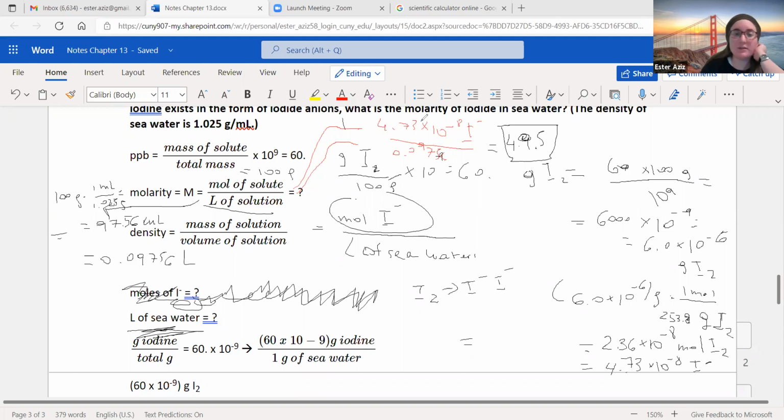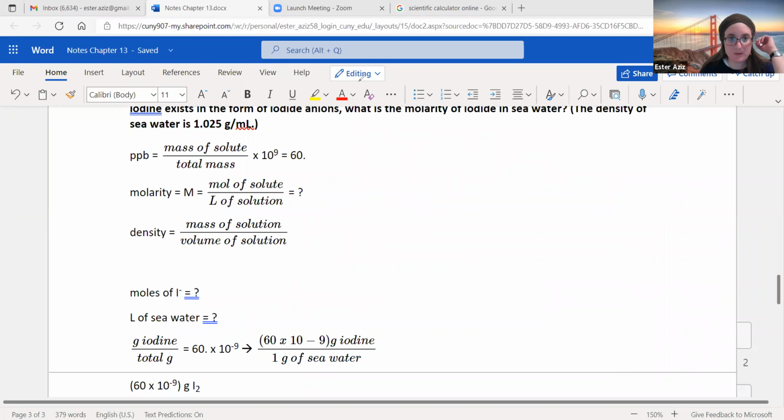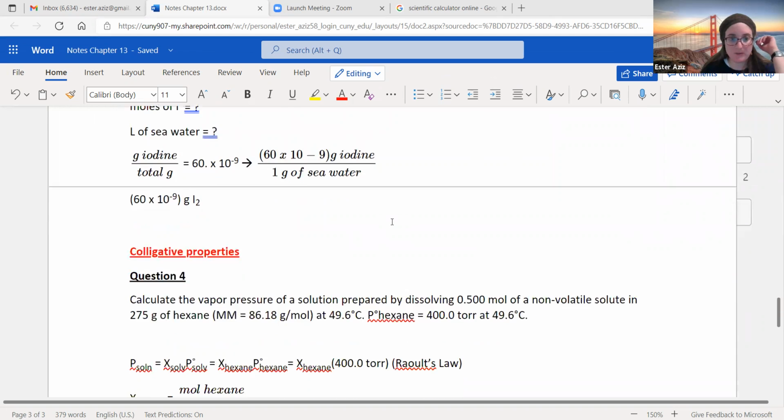Okay, so I hope this is clear. Again, this is more complicated than what you're gonna find, but it's not so crazy, and it's good to have a good understanding of these concentration terms. Okay, so let's move down.